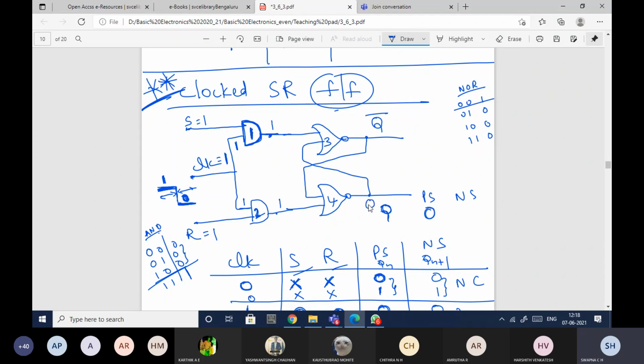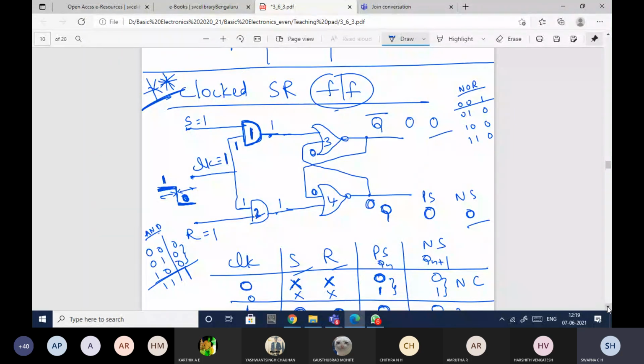Now the present state is 0. It means that Q value is 0. So this 0 will go here. So 1, 0, the output will be equal to 0. This 0 will come back here. So 0, 1, the output will be equal to 0. So this 0 again it will go here. 1, 0, the output will be equal to 0. This 0 will come back here. 1, 0, the output will be equal to 0. If you observe, Q and Q bar are not complement of each other.